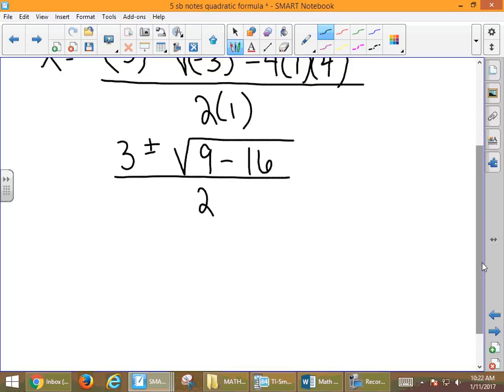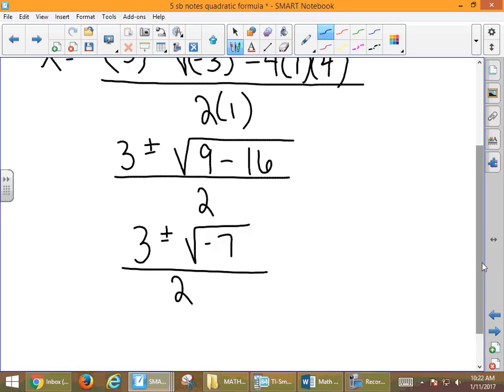Well, we're almost finished now. We need to simplify. 9 minus 16 is negative 7. And good practice for tomorrow.